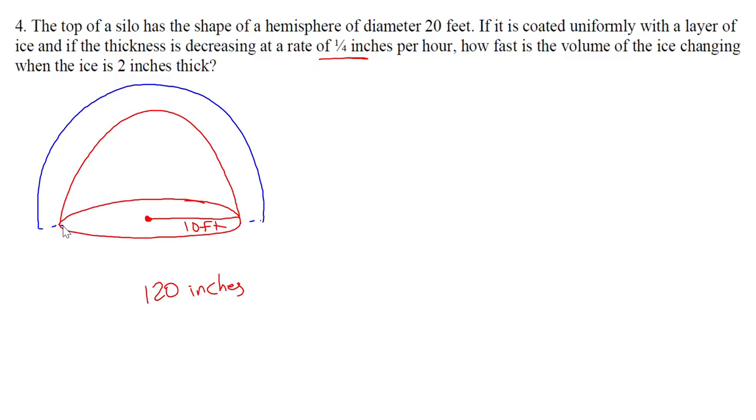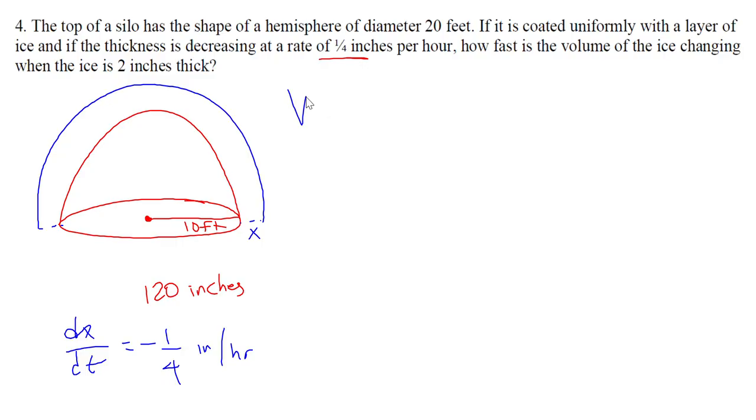is 2 inches thick. So we're going to call the thickness of our ice here x, right? And then we're going to be looking for how fast the volume is changing when dx/dt is negative 1/4 of an inch per hour, right? And so what we need to do then is we need to write a formula that represents the actual volume of the ice, right?